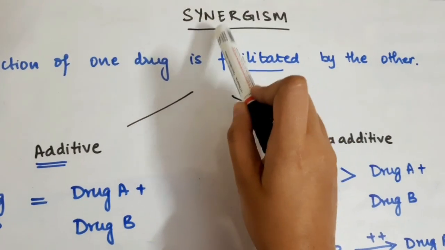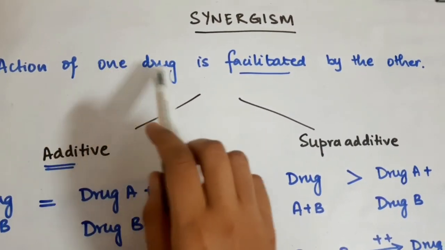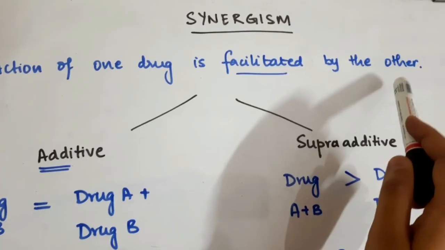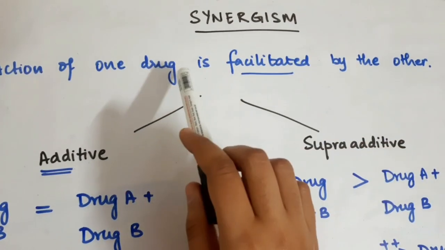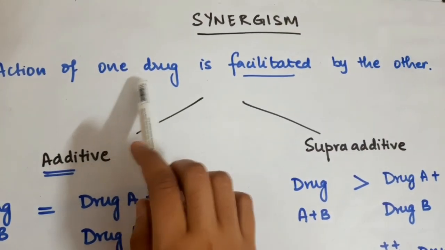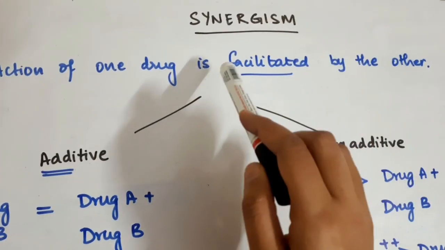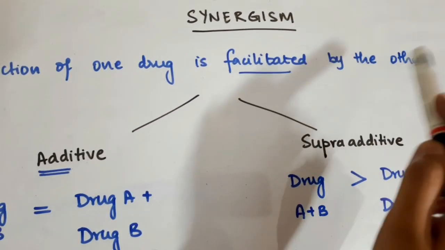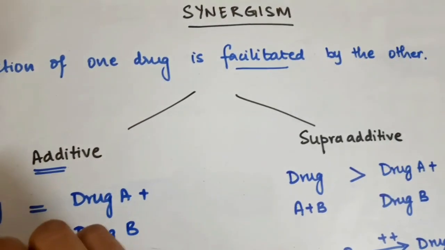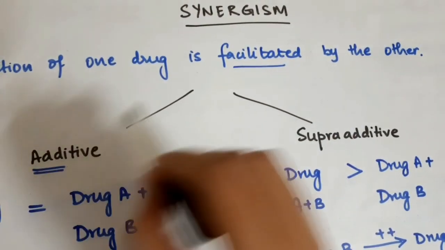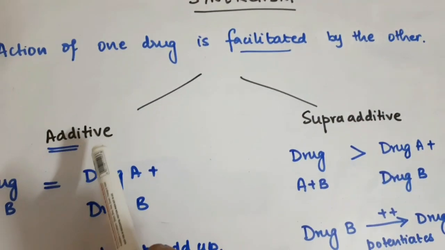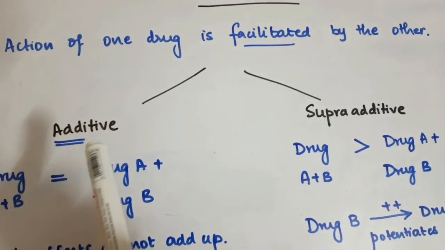In synergism, the action of one drug is facilitated by the other. If we are giving two drugs together, the action of one drug is facilitated or enhanced by the other. The second drug will enhance the action of the first drug. That is called synergism. Now, synergism can be of two types, additive or supraadditive.